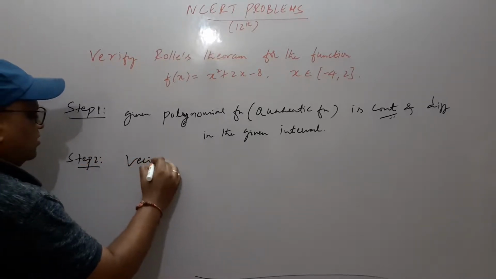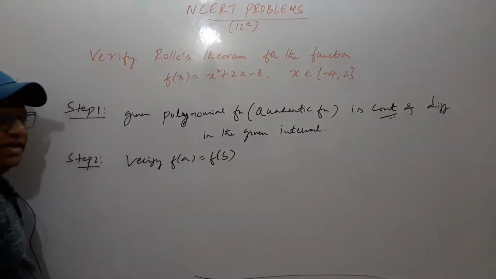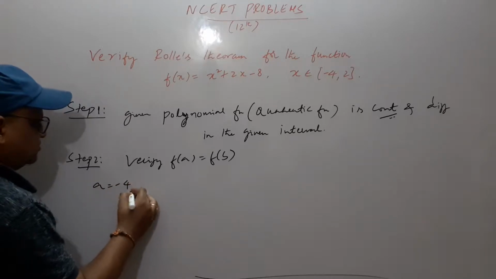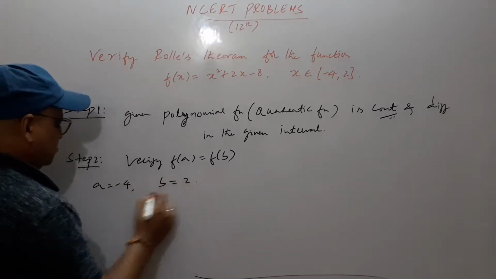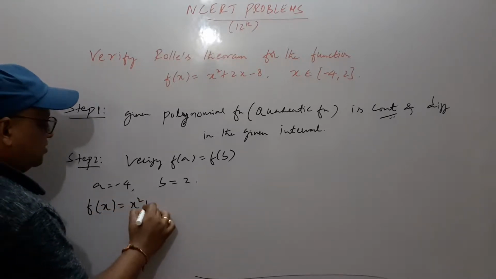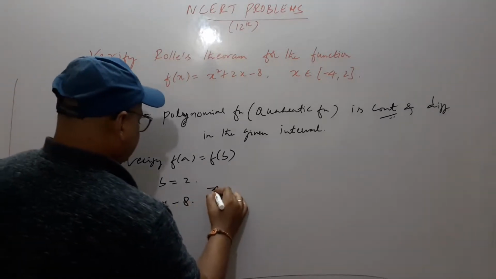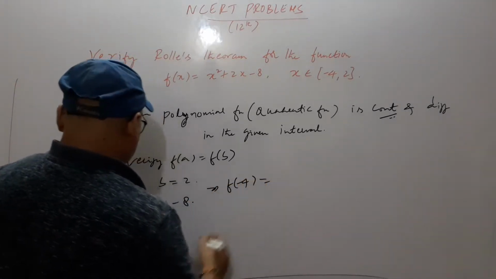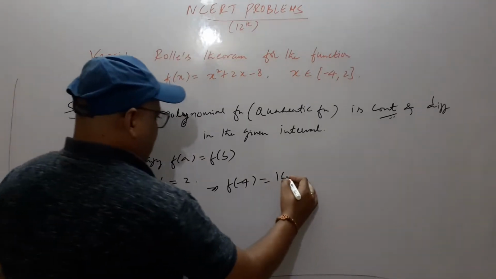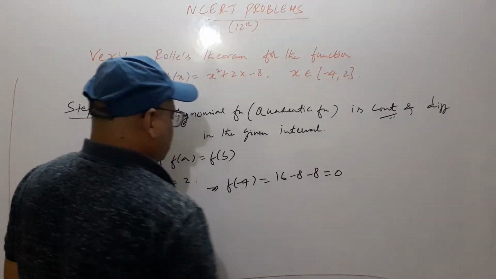verify f of a is equal to f of b. Verify whether this is valid or not. So let us see that. We know a is equal to -4, b is equal to 2, and f of x is given by x square plus 2x minus 8. So f of -4 is equal to 16, (-4) whole square is 16, minus 8, minus 8, which is 0.